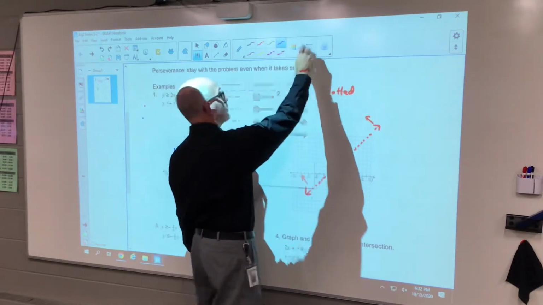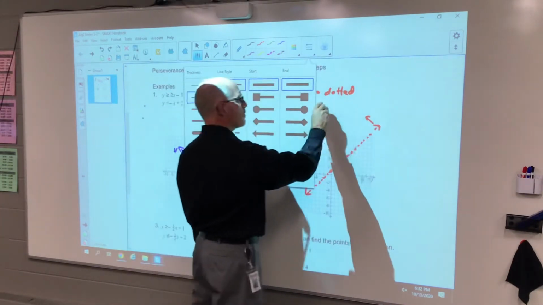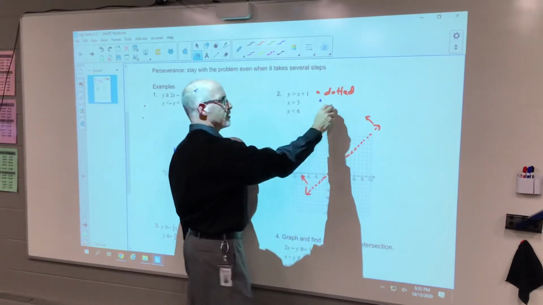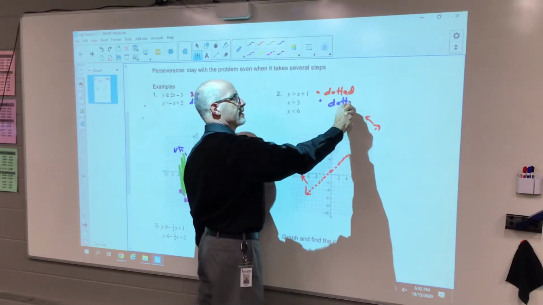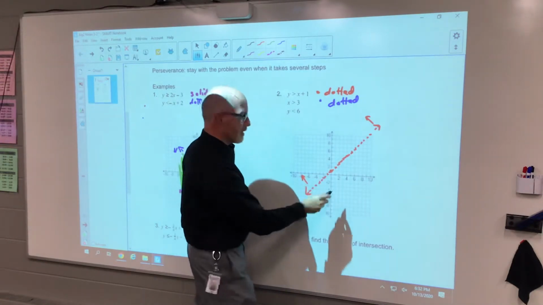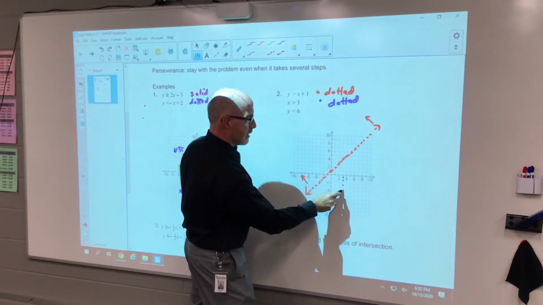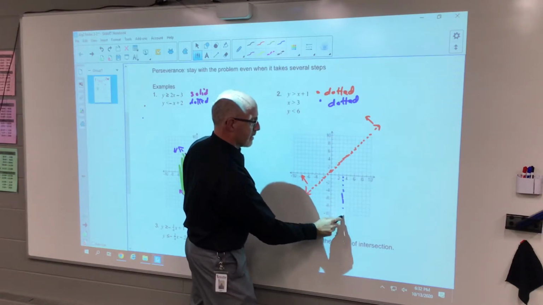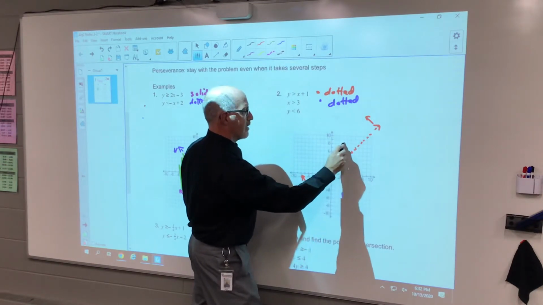Now let's do the next one. We'll do this one in blue. This is also going to be dotted. So x is greater than 3. X equals 3 is a vertical line just at 3. So I'm going to do a dotted line there.